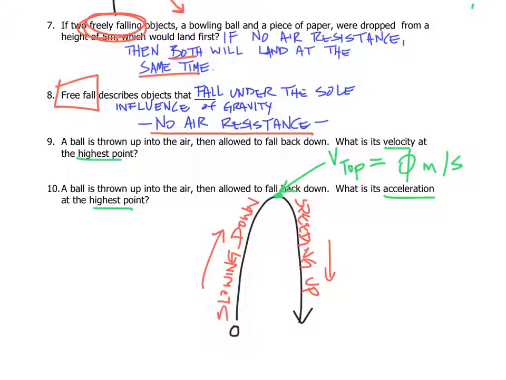Now, what about acceleration? Well, gravity doesn't go away. Just because you stop moving, gravity doesn't stop pulling on you. It's pulling at you the entire way up and the entire way down. So gravity is one thing that you cannot escape. It is negative 9.8 the entire way up and negative 9.8 the entire way down. So the acceleration of the ball, even though it's not moving at its highest point, is still negative 9.8 meters per second squared.